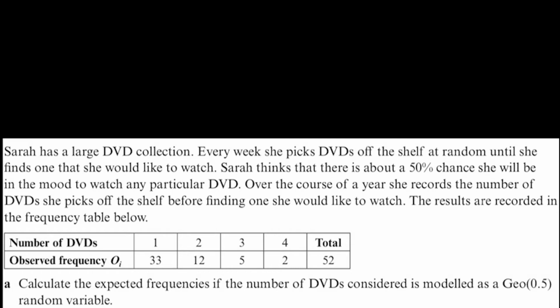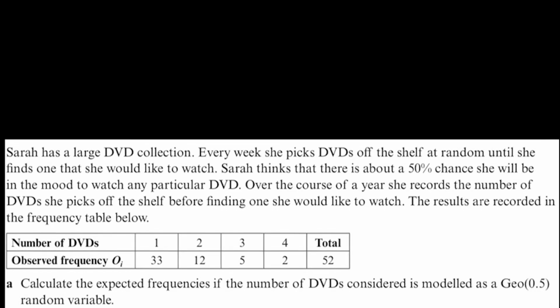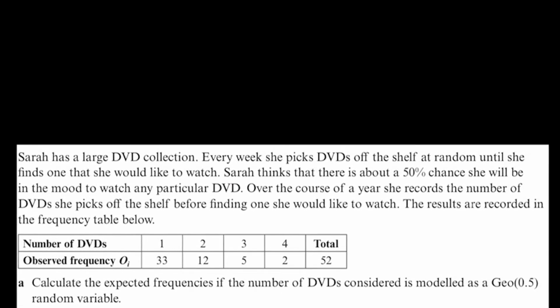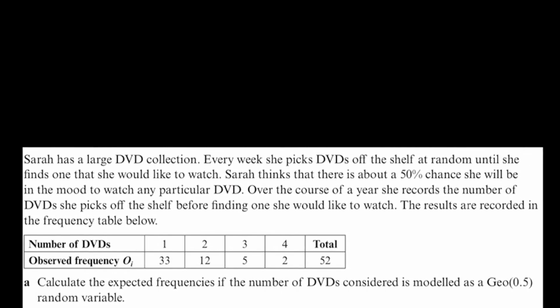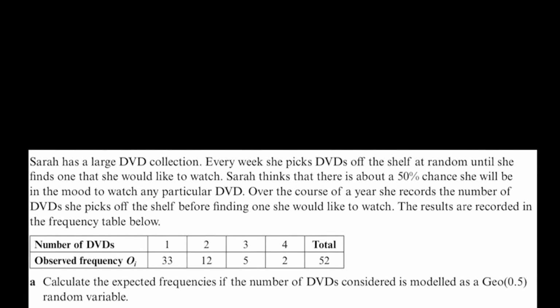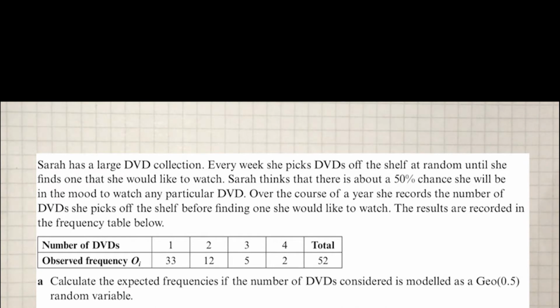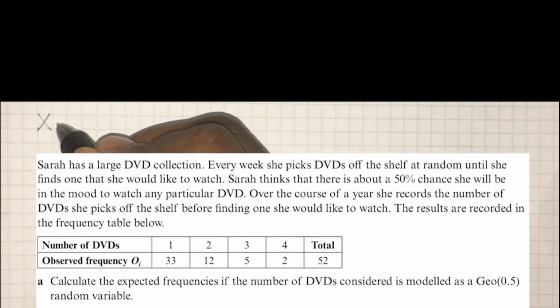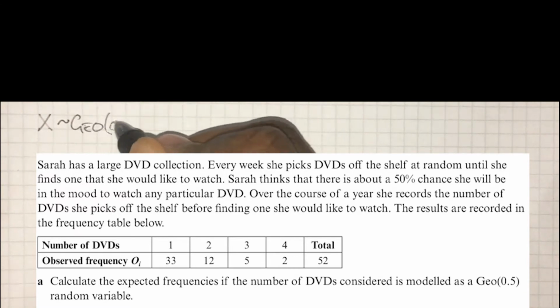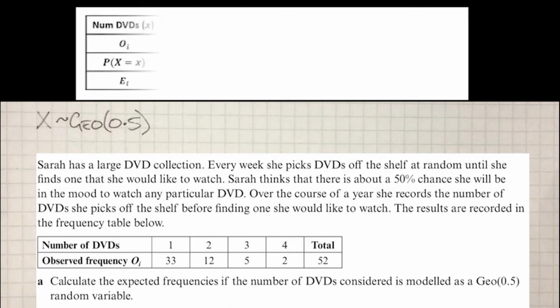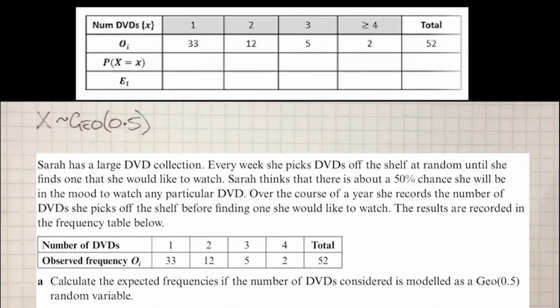We're told, but we should have been able to figure out, that this is a geometric distribution. Once she'd found a DVD that she wanted to watch, she wouldn't continue to pick DVDs. So as soon as she got a success, it was over. We've been asked to calculate the expected frequencies for each of these outcomes. So let's start with actually stating the distribution. X follows the geometric distribution with a parameter of 0.5. The p is 0.5. So I'm just going to fill in this table.